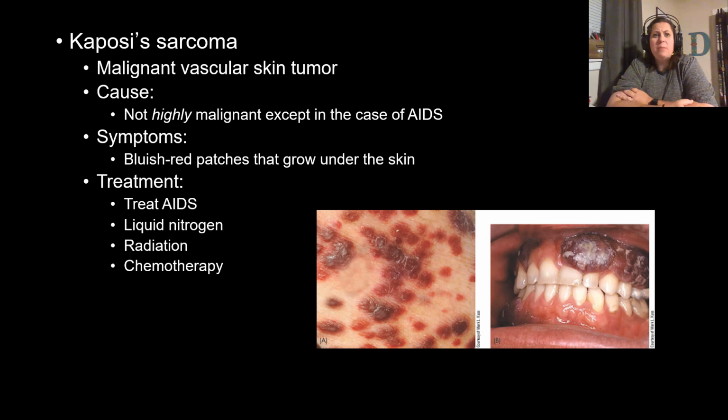Kaposi sarcoma is a malignant vascular skin tumor. This means it's going to deal mostly with the blood vessels. It's not highly malignant except in the cases of a patient who has HIV, or really AIDS. Okay, it's not a problem when they just have HIV, it's when it actually turns into AIDS. Symptoms are bluish red patches that grow underneath the skin. And treatment is, if we can treat the AIDS and help keep it in control as much as possible. Liquid nitrogen can be used to help burn them off, radiation, and chemotherapy.